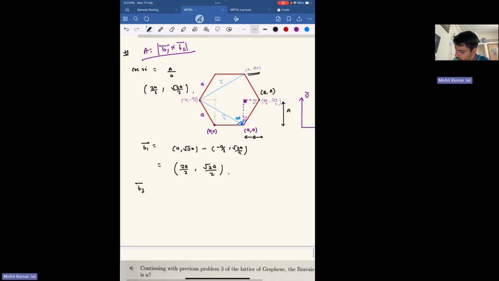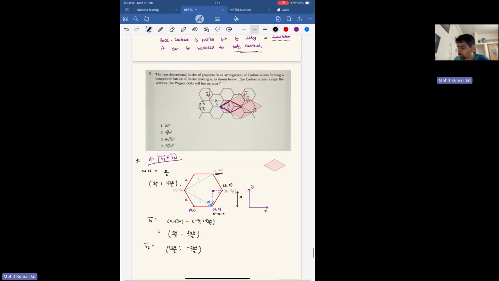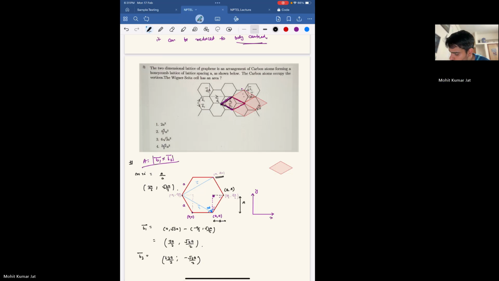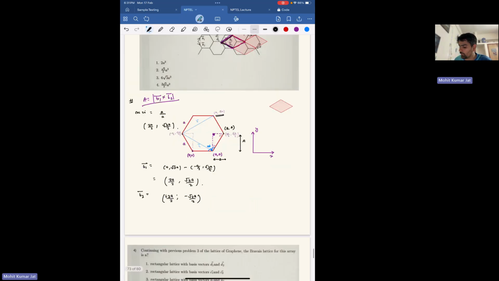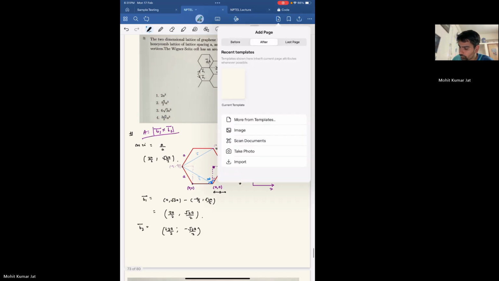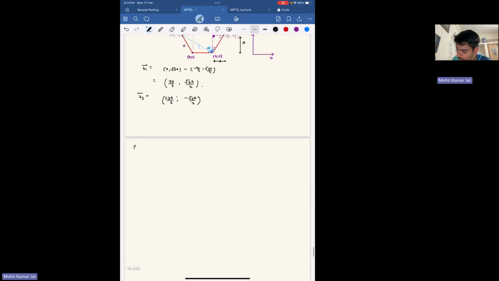Similarly, b2 will be minus 3A by 2 plus 3A by 2 and minus root 3A by 2. These are my b1 and b2. Now I know these two vectors, b1 and b2. All I have to do is b1 cross b2 and that will give me the area. So area of the zone will be A equals b1 cross b2, and let's do it.